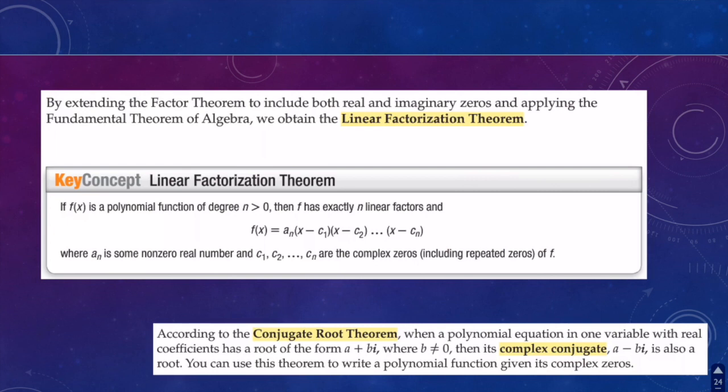Now, if f of x is a polynomial function of degree n greater than 0, then f has exactly n linear factors. Linear factors meaning binomials of degree 1. That's a linear factor. So you could have a coefficient a sub n times x minus c1, x minus c2, x minus cn, where a sub n is some non-zero real number, and c1, c2, all the way to cn are the complex zeros, including repeated zeros of f. And when we say repeated zeros, we're talking about zeros that have a multiplicity greater than 1.